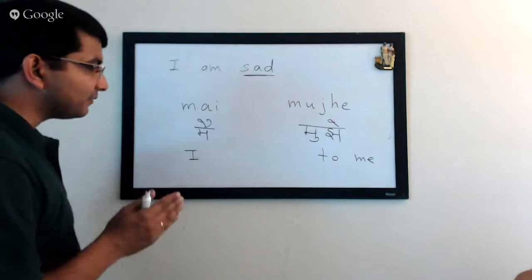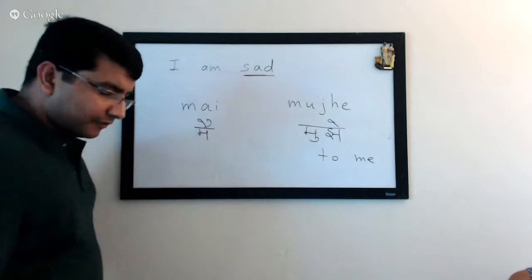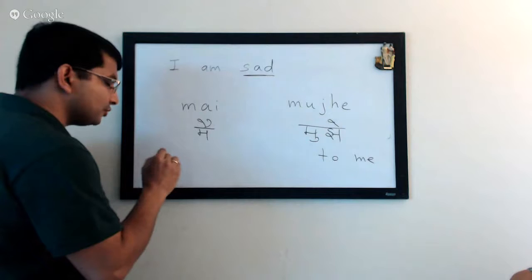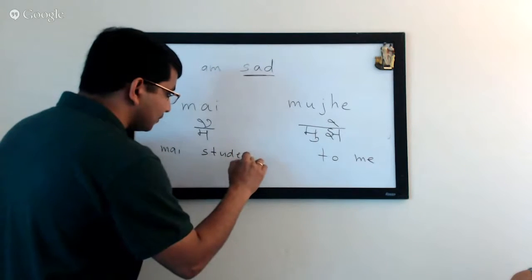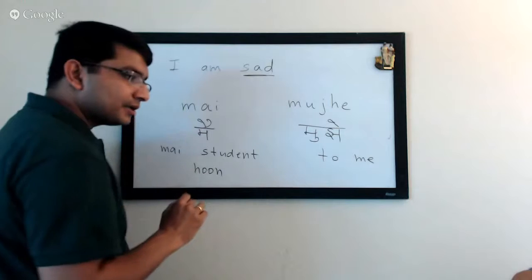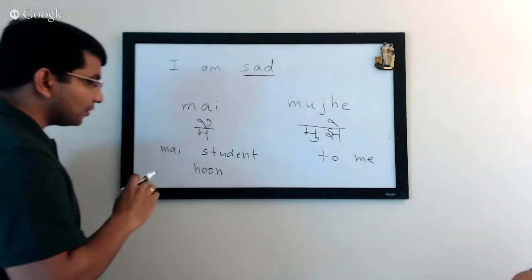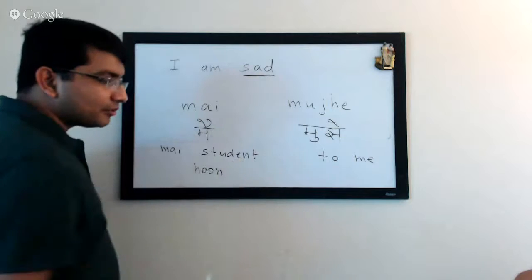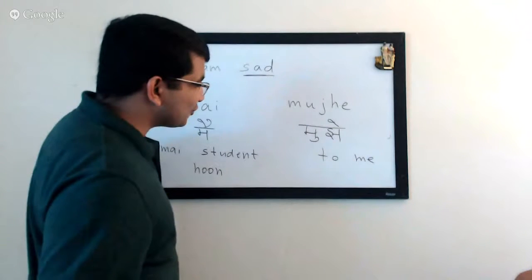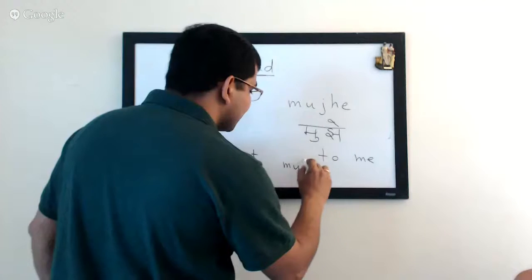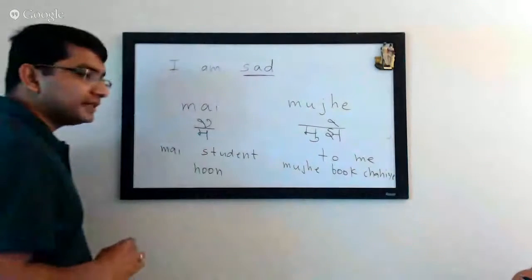Let me give you a very simple example that will clarify. Okay. So let's say you are a student, right? And you want to say मैं student हूँ. I'm a student, right? And you want to say I want a book, right? So even though you're saying I want a book, the way you say it in Hindi is a little different than in English, right? So what you're saying there is मुझे book चाहिए. To me, book is needed, right?